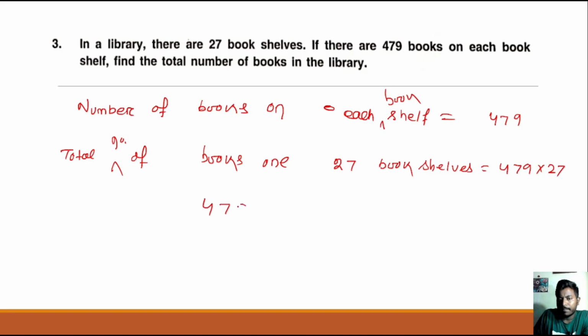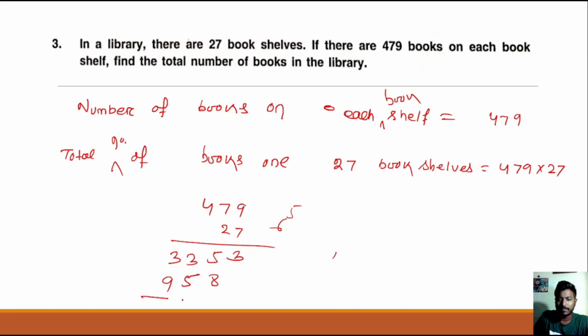Now multiply. 7 times 9 is 63, 7 times 7 is 49, plus 6 is 55, 7 times 4 is 28, plus 5 is 33. Then 2 times 9 is 18, 2 times 7 is 14, plus 1 is 15, 2 times 4 is 8, plus 1 is 9. So write down 3 3 9 and then 12, that is 12,933 books are there in 27 bookshelves.